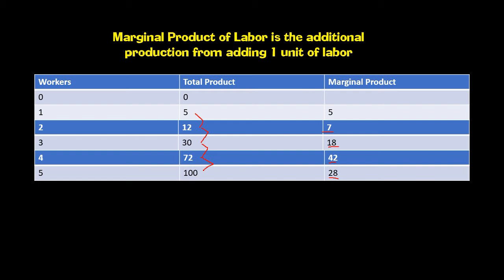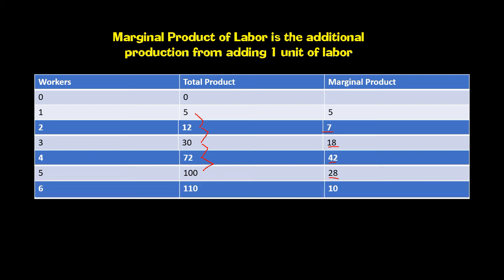I didn't put this on here, but if one worker makes 5, that's 5 per worker. If 2 workers make 12, that's 6 per worker. If 3 workers make 30, that's 10 per worker. If 4 workers make 72, that's 18 per worker. If 5 workers make 100, that's 20 per worker. Okay, so we have the total product, the marginal product. We could also calculate the average product.